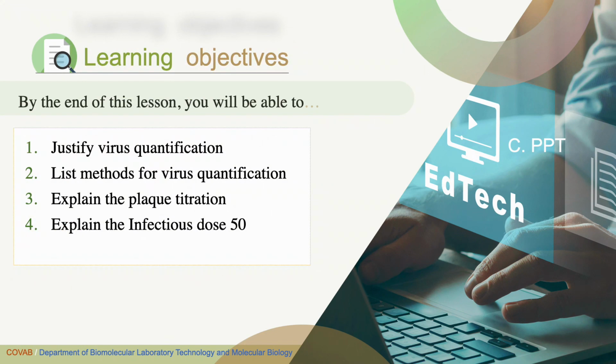Learning objectives. By the end of this lesson, or topic 3, you'll be able to, number 1, justify virus quantification. Number 2, list methods for virus quantification. Number 3, explain plaque titration. Number 4, explain infectious dose 50. And again, in this section 1, we are going to mainly look at the justification and quantification of viruses and the methods used for virus quantification.